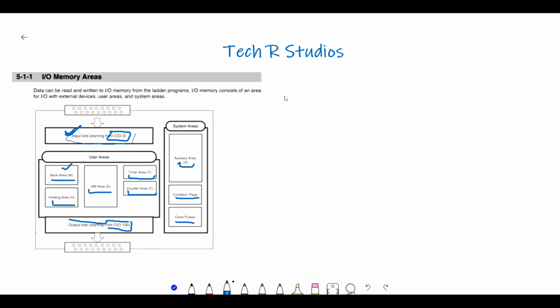Let me talk about the holding area. The next area, number 3, is the holding area.